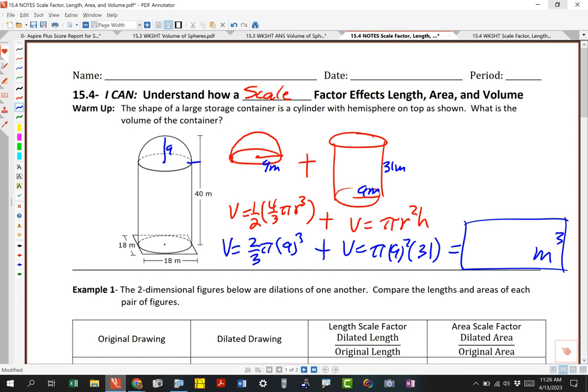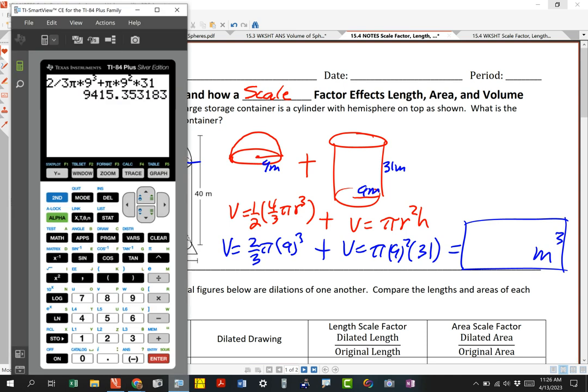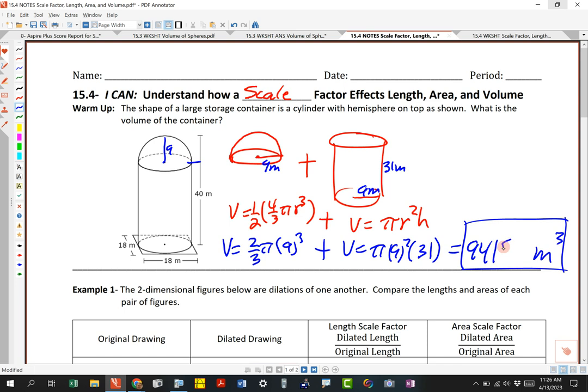So if I take that off and find the hemisphere, it's going to be half of 4/3 pi r cubed. And then I can just take the 40 and subtract the 9, and that's going to be 31. And then I can just throw that in there all together. I typed it in all just as one expression and got 9415.35 with the meters cubed on there. Any questions? No. Okay, nice, fun, interesting, challenging problem.